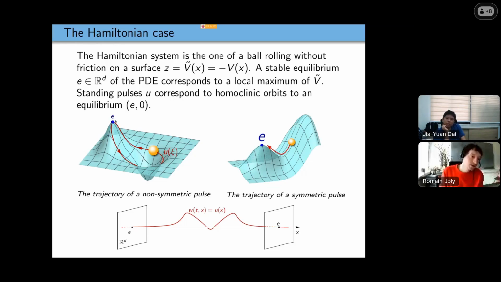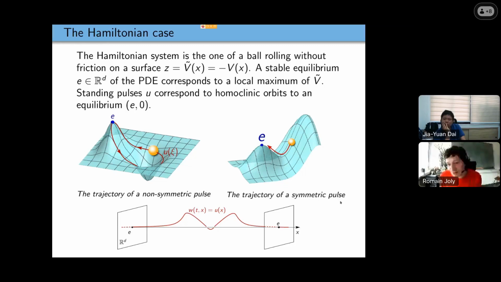You start with a ball here and you slightly push the ball in some direction so that it rolls on your surface. And then, like a skate park, it just goes back, when xi goes to plus infinity, to the same equilibrium point, okay? So you just have to find trajectories that look like that, and they correspond to the trajectories of non-symmetric pulses.